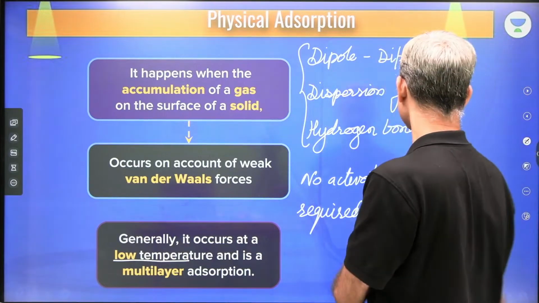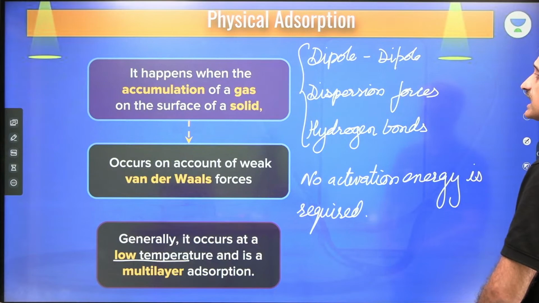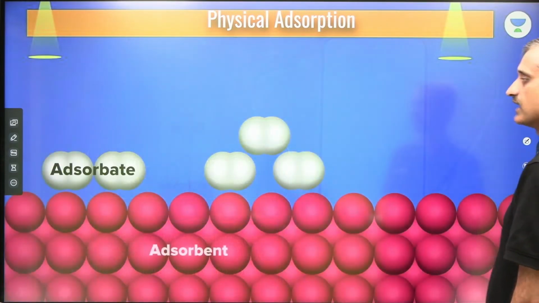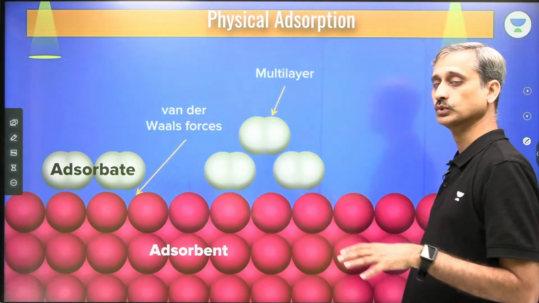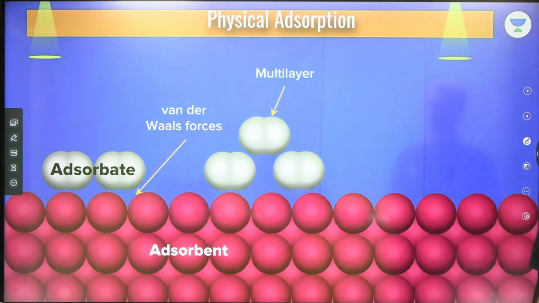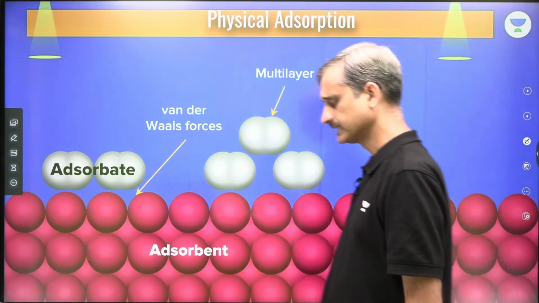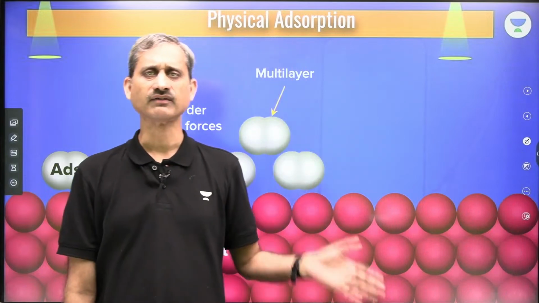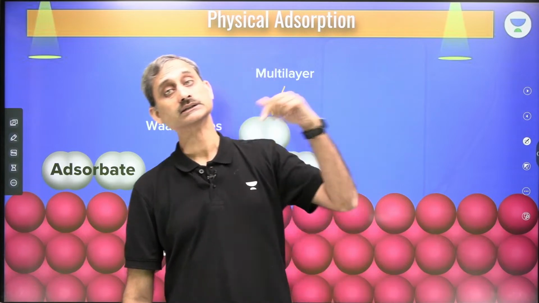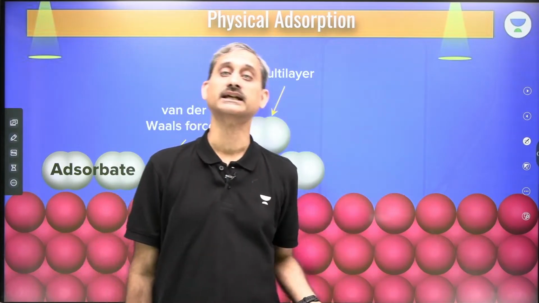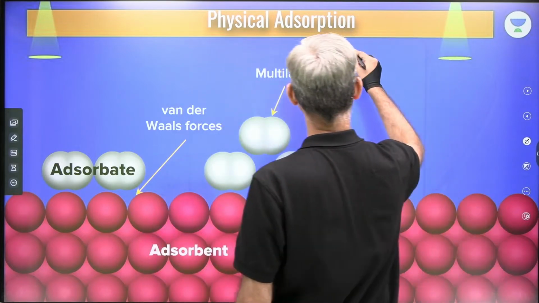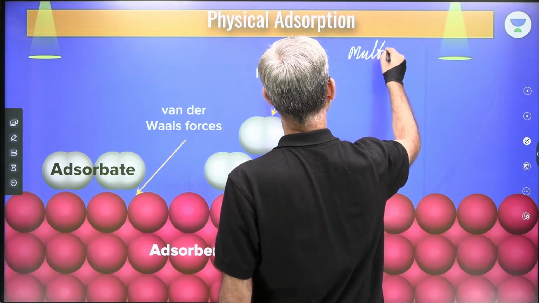Okay. So, no activation energy is required as far as the physical adsorption is concerned, and that is why physical adsorption is always increasing with decrease in temperature. And most important, in case of physical adsorption, once we have a layer of adsorbate on the surface of the adsorbent, we can have another layer of adsorbate on the layer of adsorbate itself. So, physical adsorption most often turns out to be multi-layered.